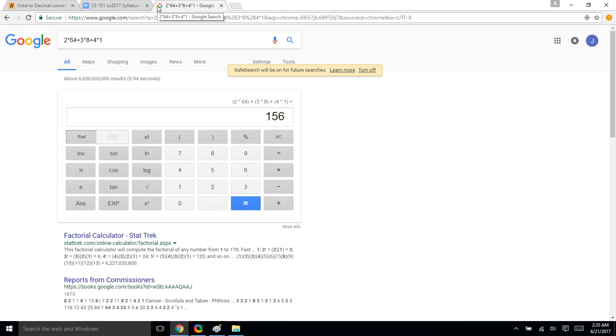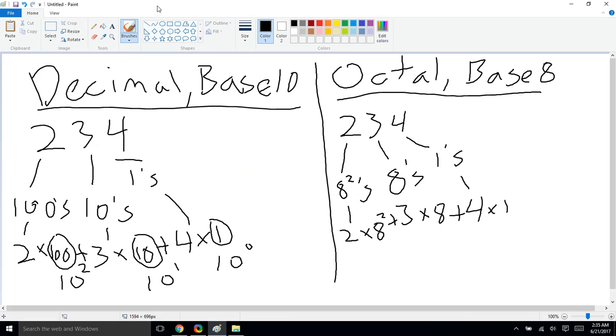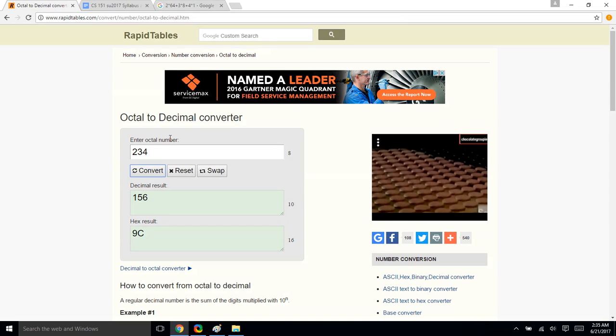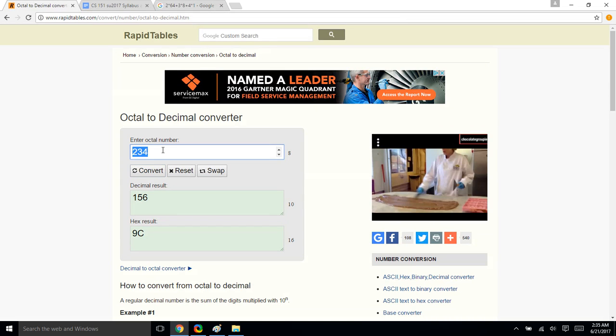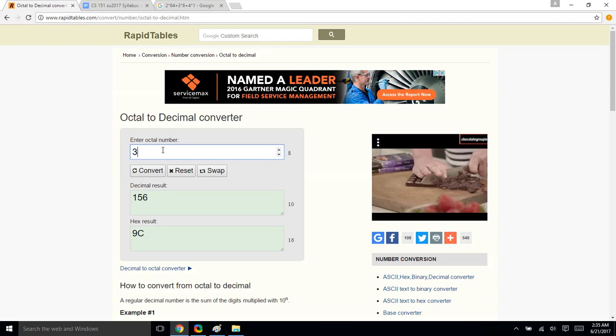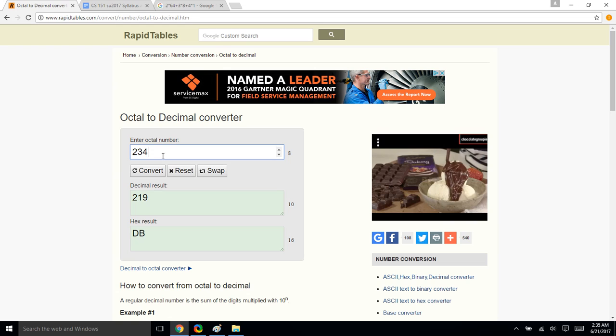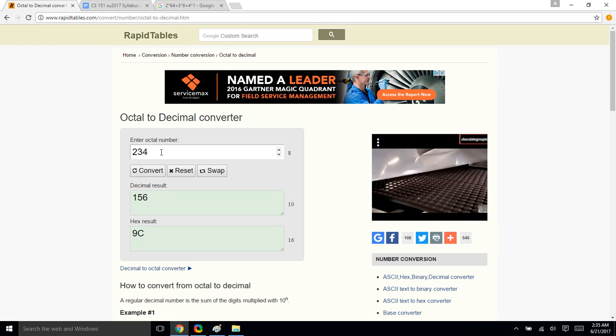So if we convert that to decimal, 234 in octal, so 234, we'll put in a subscript 8 there to say 234 in octal is equal to 156 decimal. And if you want to check, there are various places you can go to check these things. Here's one where you can put in a number of some kind, it'll convert it for you. So we had 234 is 156.